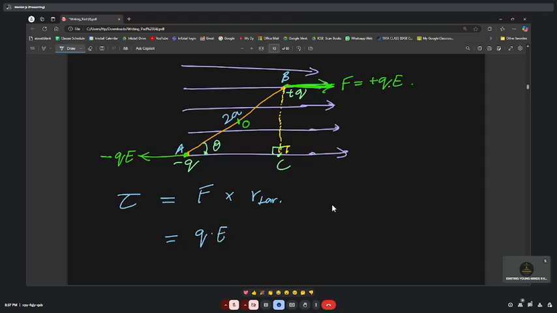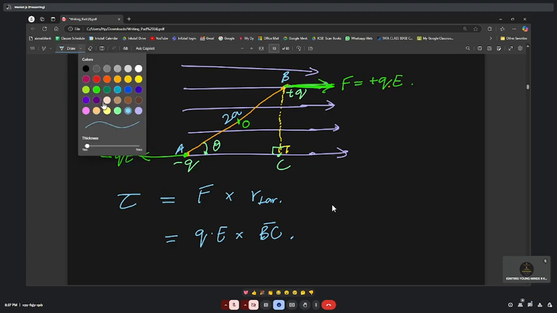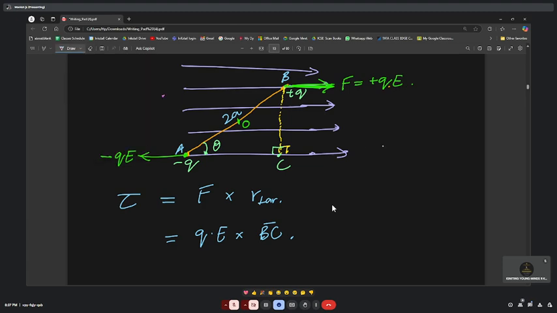Q into E into, what is the perpendicular distance? It is BC. So we should find out what BC is equal to. How can you find the value of BC? Just apply simple trigonometry in triangle ABC. So in triangle ABC, you can see that sine theta is equal to opposite by hypotenuse, which is BC upon hypotenuse 2A.